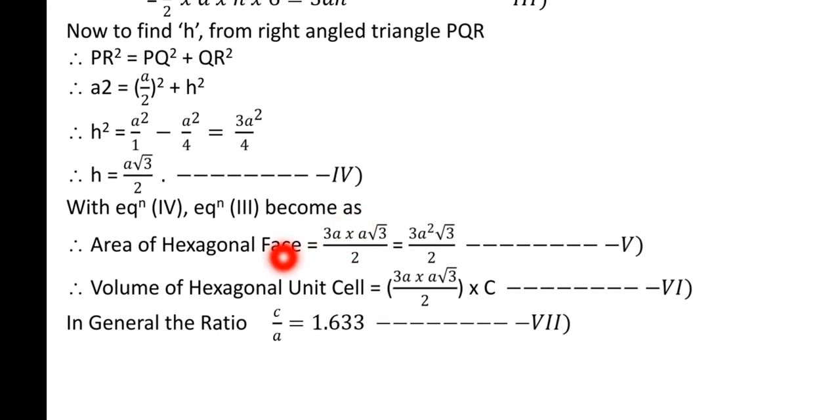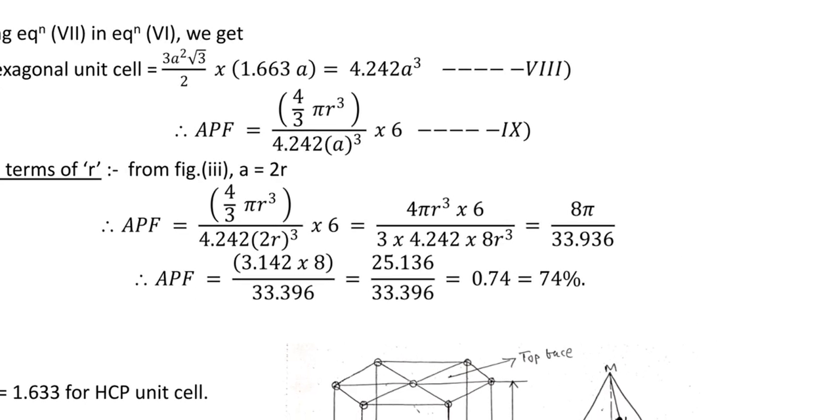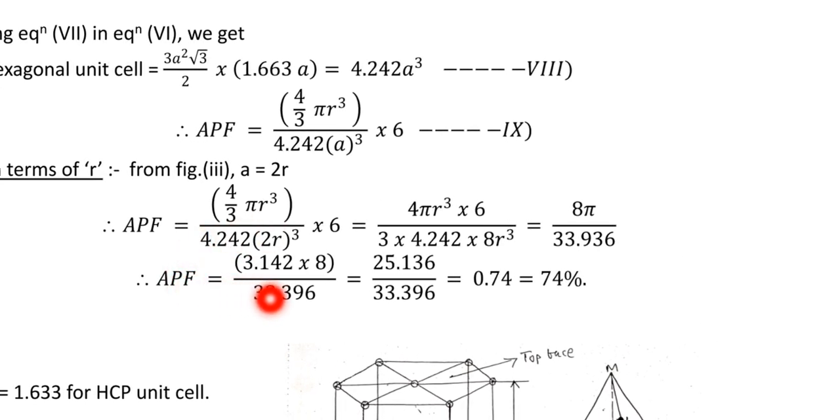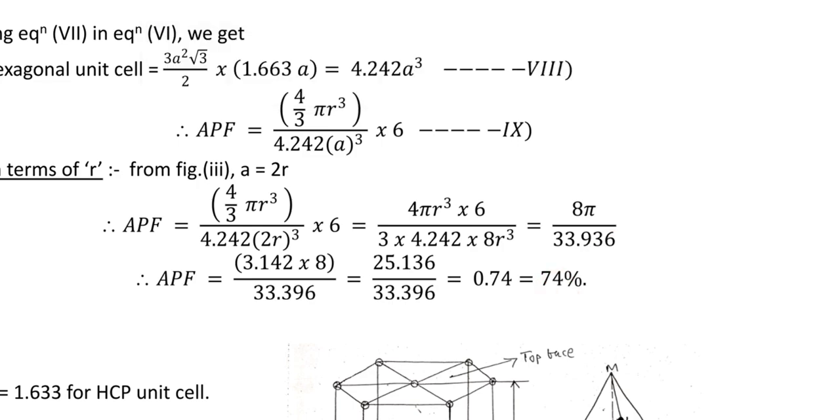By substituting that value, we get volume of unit cell, that is equal to 3AH into C, and C by A is equal to 1.633. Therefore C is equal to 1.633 into A. Now by substituting that in the standard formula of the APF, we get 0.74, and therefore APF for hexagonal close packed structure is 74%. Thank you friends.